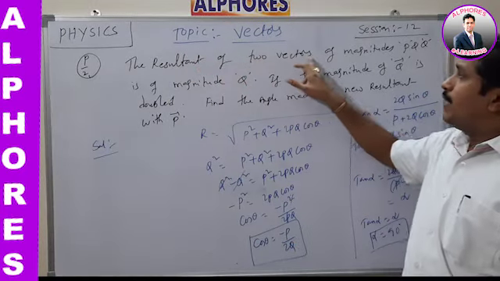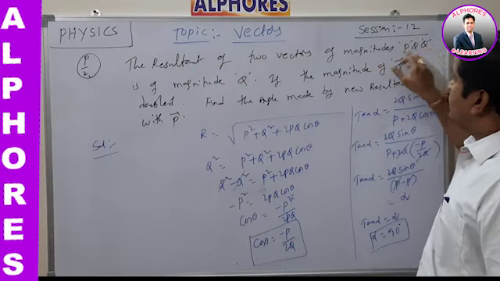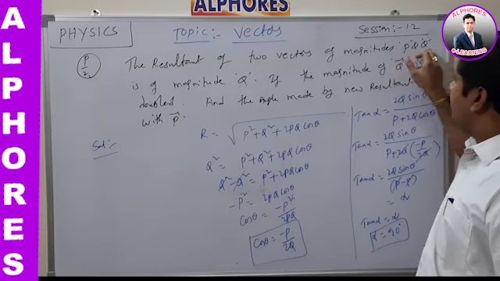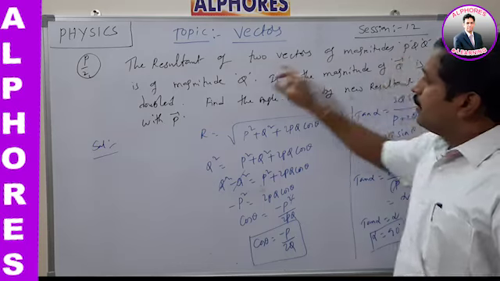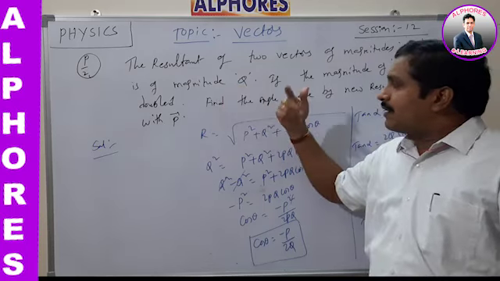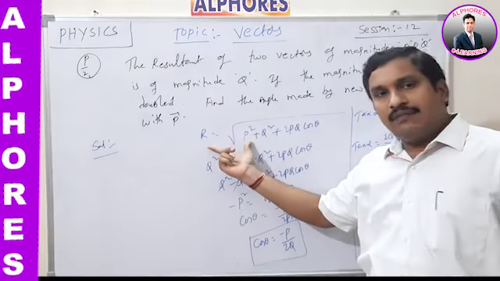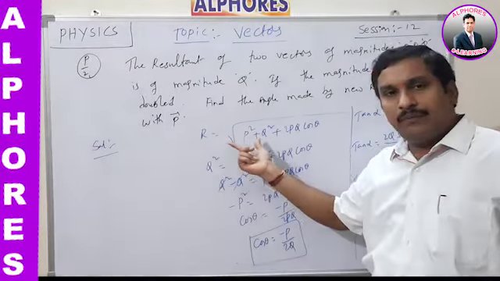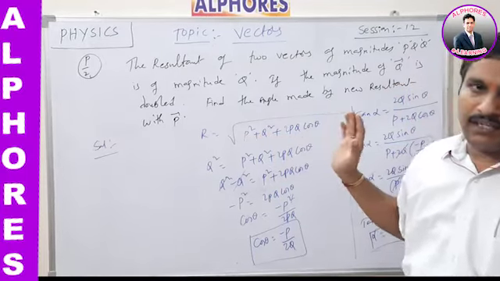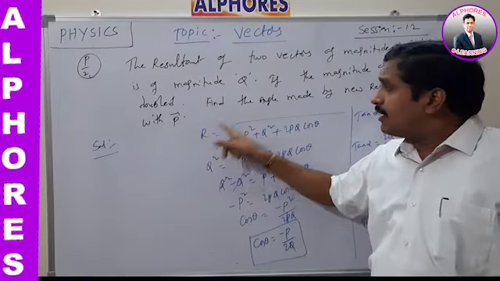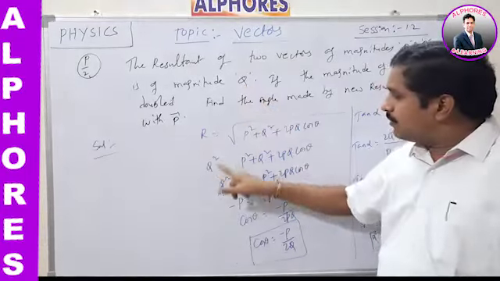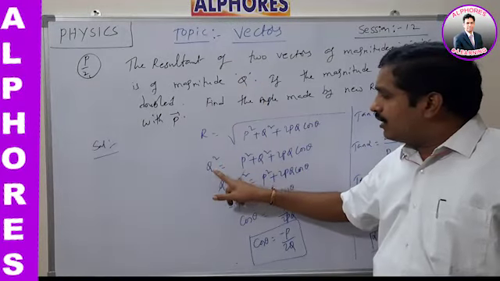The resultant of two vectors of magnitudes p and q, so these are inclined by a certain angle. Means as per the condition of the parallelogram law of addition of vectors, the resultant is equal to root of p square plus q square plus 2pq cos theta, right? Now in place of r, what is given in that question? Q. That means we have to substitute the value of q in place of r.